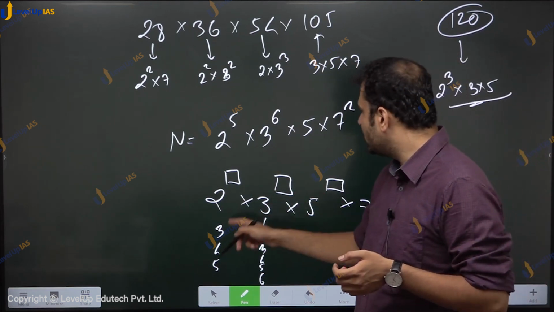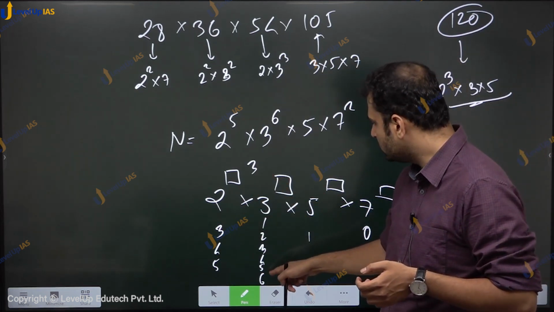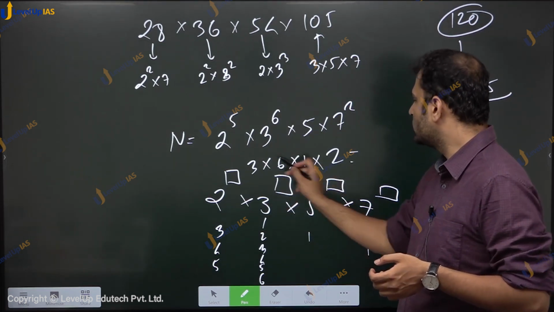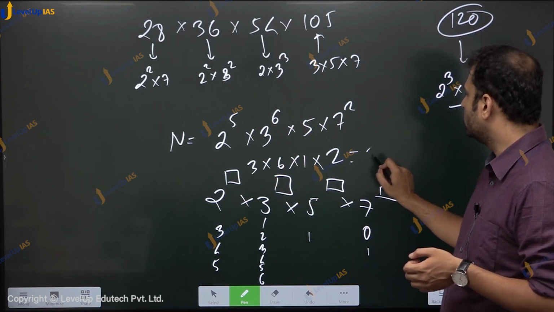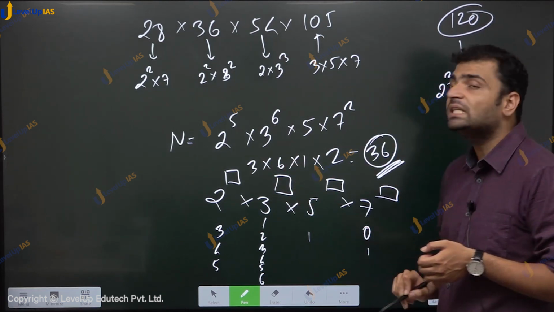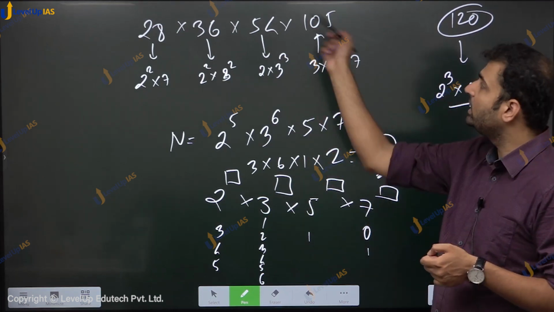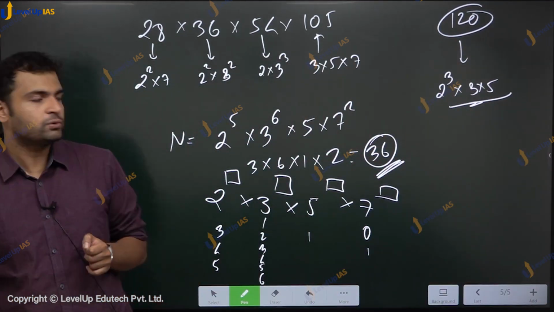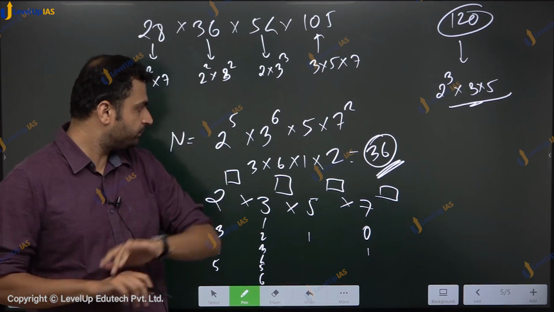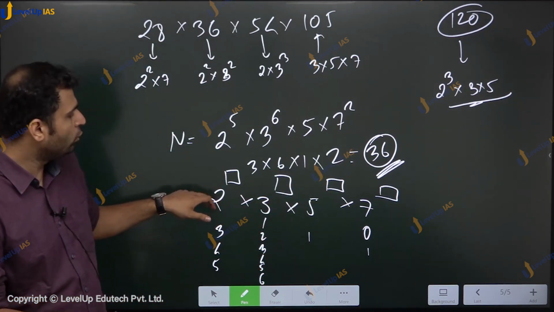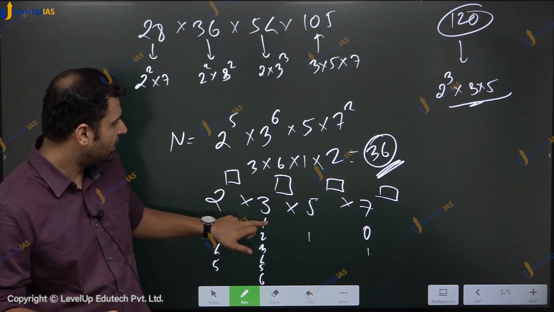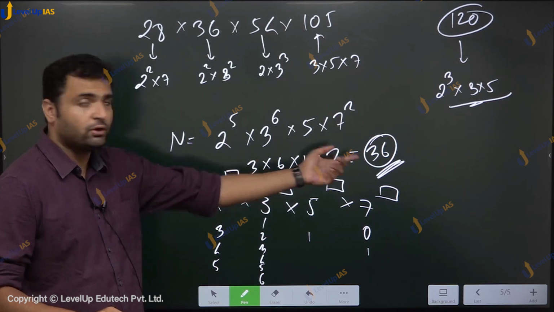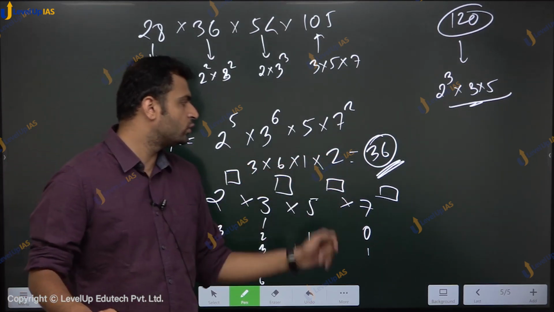So how many options are there? 3 options for the power of 2, 6 options for the power of 3, only 1 option for 5, and 3 options for 7. 6 into 3 is 18, into 3 is 54. So there are 54 factors of this number n which are multiples of 120, and this includes 120 itself. How does 120 come? Power of 2 is 3, power of 3 is 1, power of 5 is 1, power of 7 is 0. So all combinations are included in this multiplication.